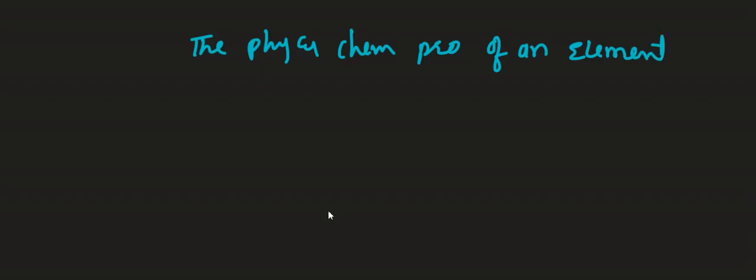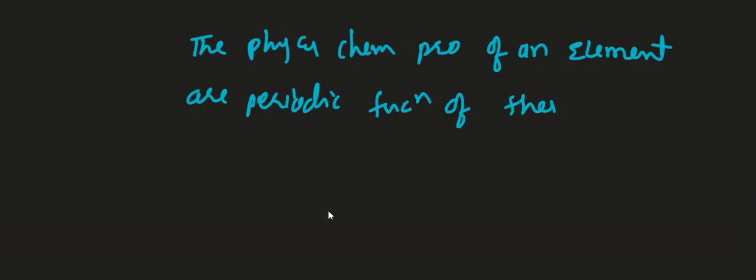The physical and chemical properties of an element are periodic functions of their dash. Okay, first option, if the x here is atomic weight, then the theory we should call it as what?